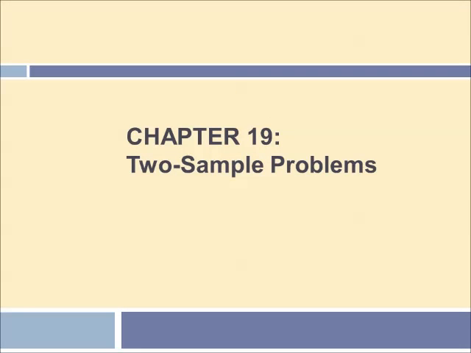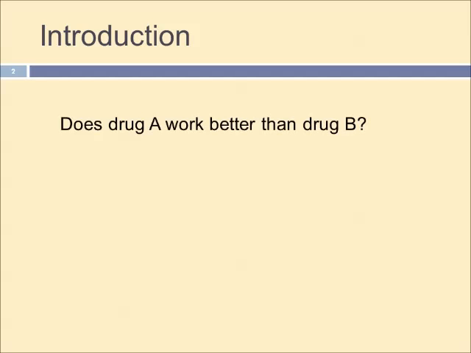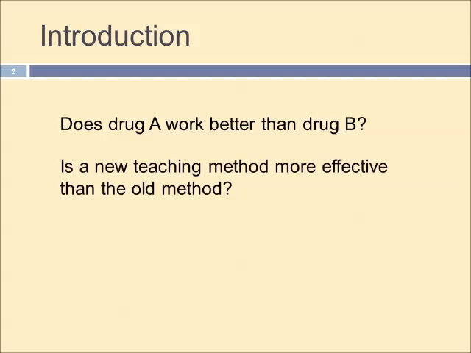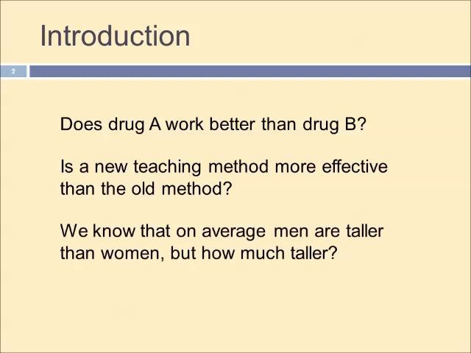Comparing two populations or two treatments is one of the most common situations encountered in statistical practice. We call such situations two-sample problems. So, for example, does drug A work better than drug B? Is a new teaching method more effective than the old teaching method? We know that on average men are taller than women, but how much taller?